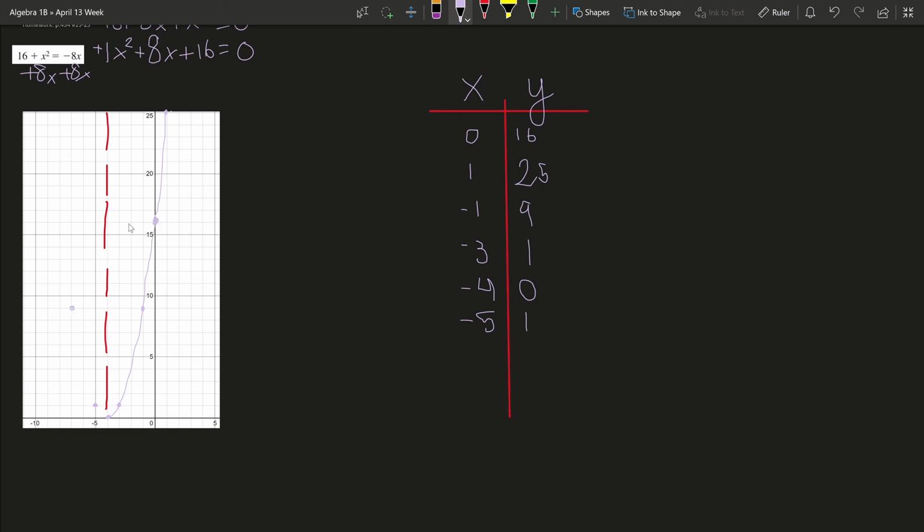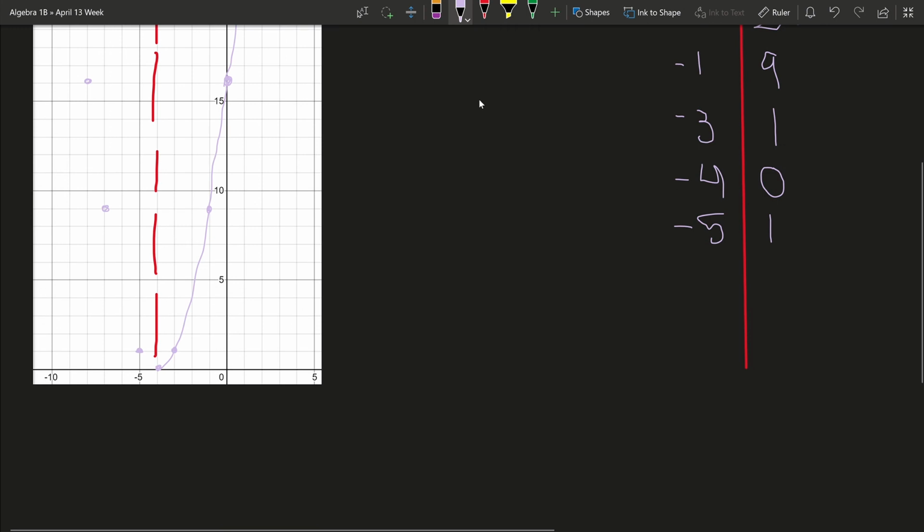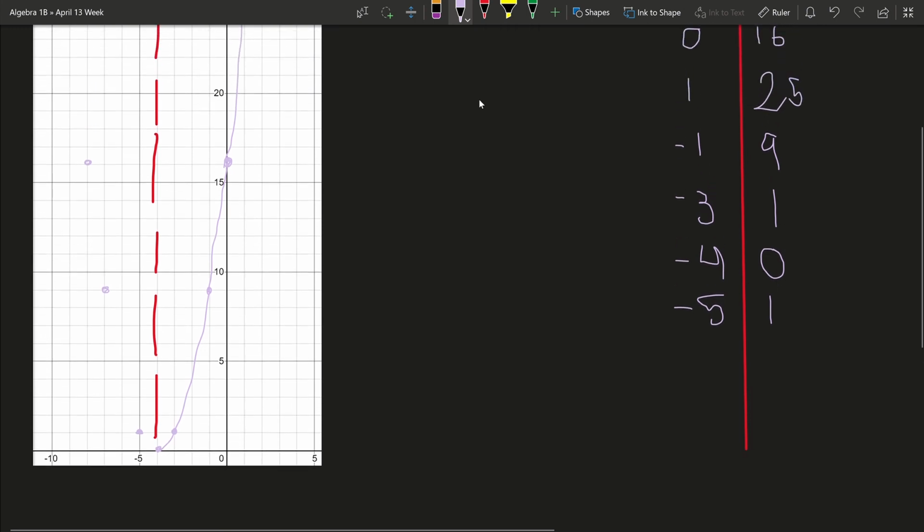And then 1, 2, 3, 4. So let's go 4 to the left. 1, 2, 3, 4. All right, let's connect this. Oh, that's a little messed up. Okay, there we go.